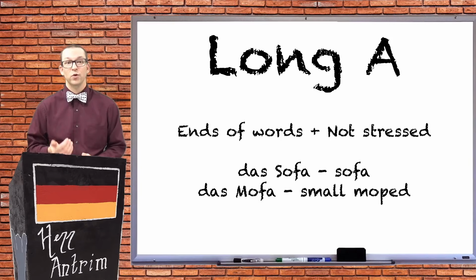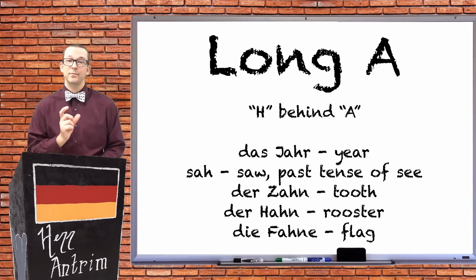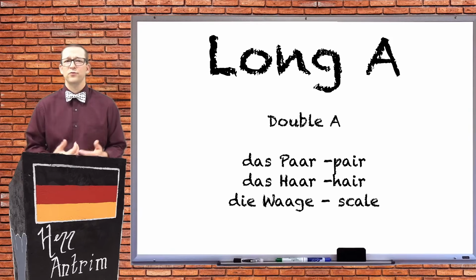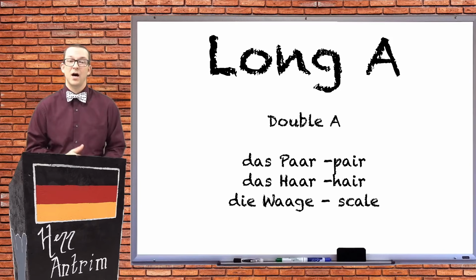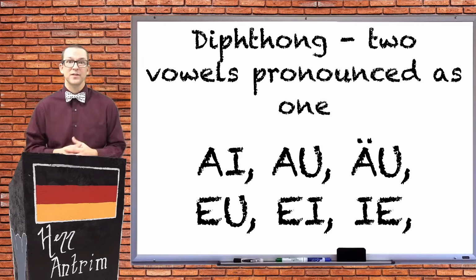For example, sofa, mofa. There's also the option of adding H behind the letter A in order to make it have the long sound no matter what is happening with the consonants. For example, Ja, Sa, Zahn, Hahn, Fahne. You can also force the long A sound by putting two A's right next to each other. Pa, Haar, Waage.